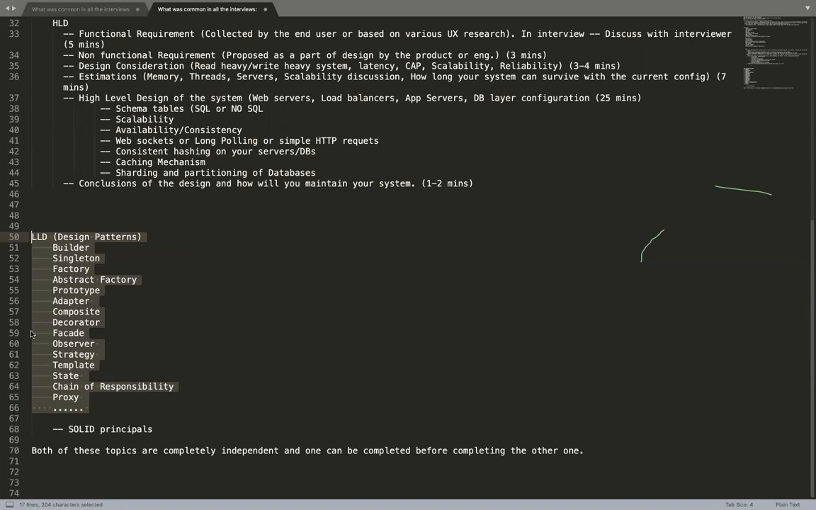But these are the patterns which are generally used while designing classes. So we'll try to cover those first, and then if there are any additional patterns which you want to discuss, we can definitely go through them as well. Okay, thank you.